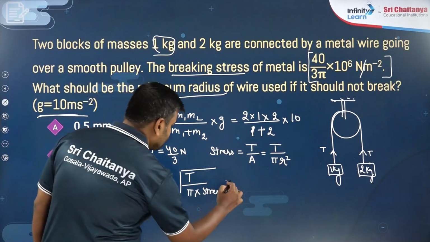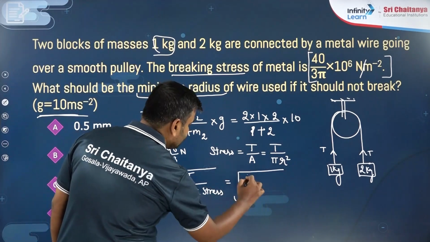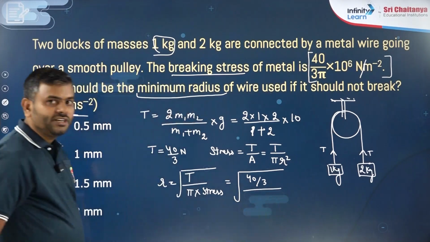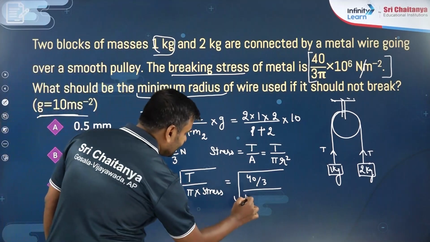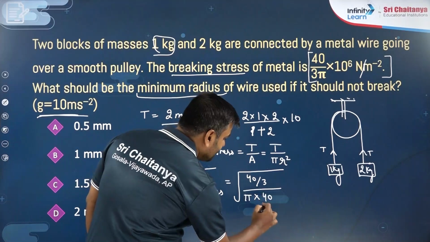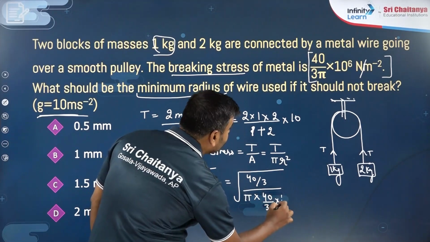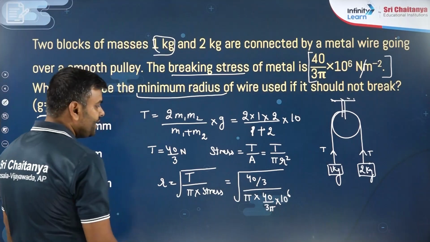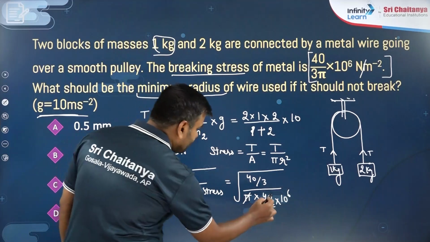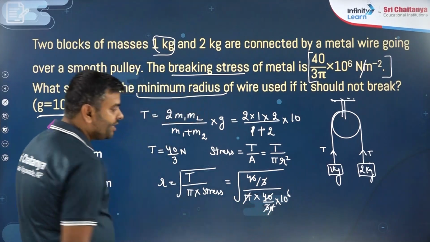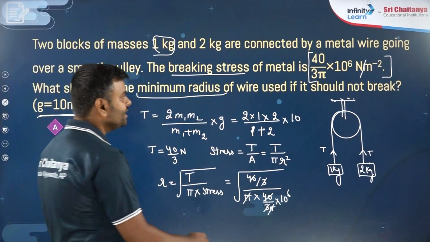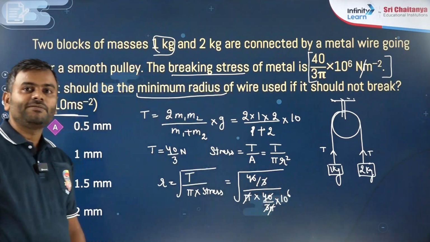Now we will substitute the value. So we are getting under root of this, 40 divided by 3, that is the tension, divided by pi into the breaking stress. That breaking stress value is given to us, 40 divided by 3 pi into 10 to the power 6. Now you can see that this pi is going to get cancelled here, and we also cancel this 40 and 3. So what is left with us? We have 1 divided by 10 to the power 6, and that 10 to the power 6 will be shifted to the numerator and it will become 10 to the power minus 6.